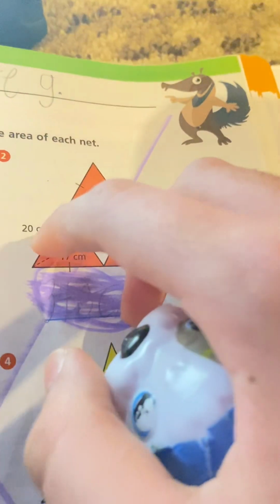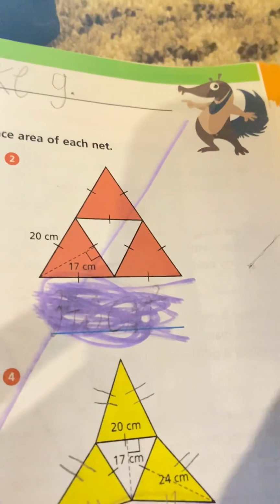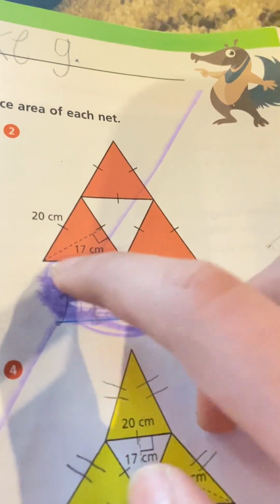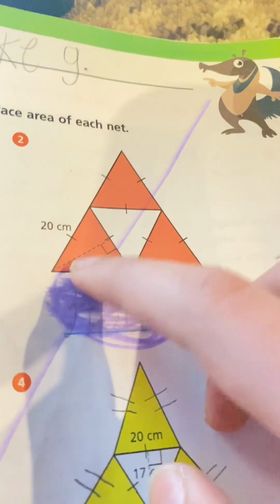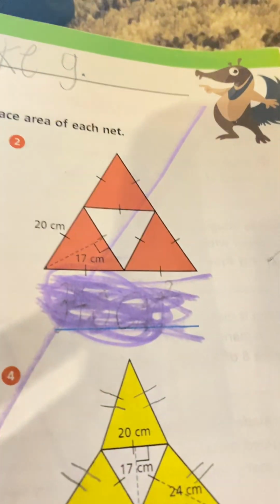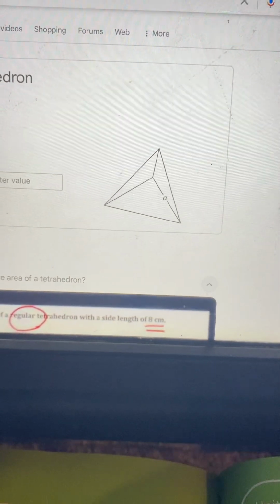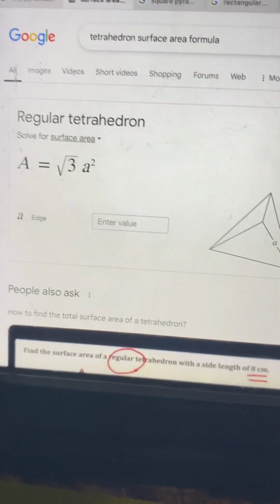Is it 20 centimeters? That's right! This measures 20 centimeters. The height of one of the lateral faces is 17 centimeters. We know how to find the area of a triangle, half BH. But in order to find the surface area of a regular tetrahedron, we only need one measurement, which is the edge.